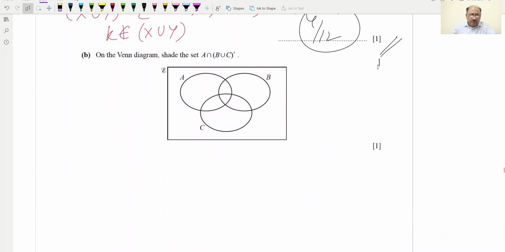Now on the Venn diagram, shade the set A intersection B union C complement. B union C is what? B union C is this whole region, B and C. But the complement will be outside. Outside region is which one? Outside region of B union C will be this whole outer region. This is B union C complement. This portion we have done.